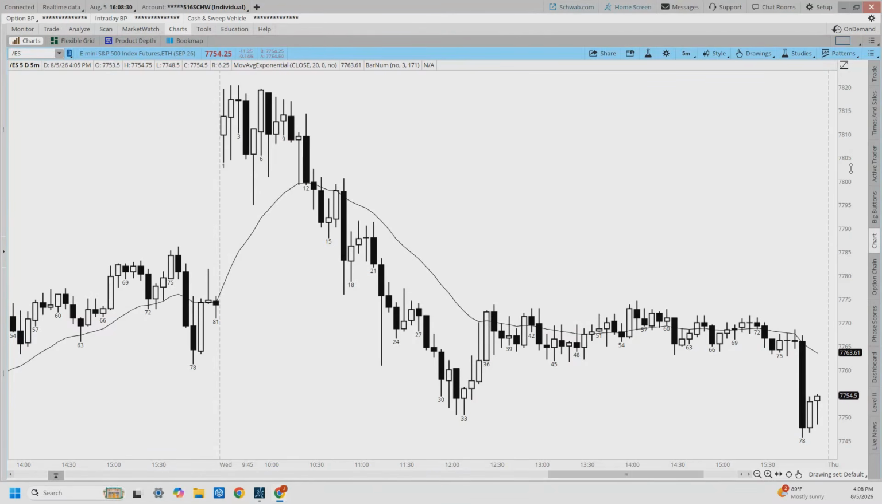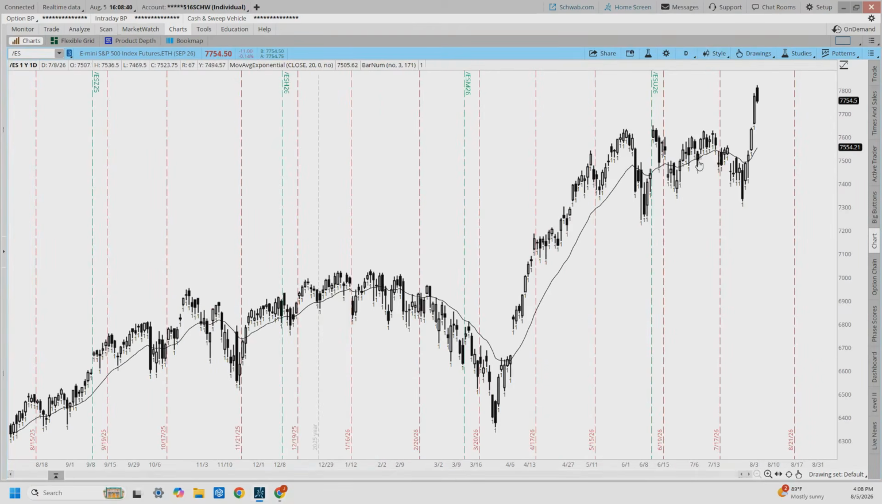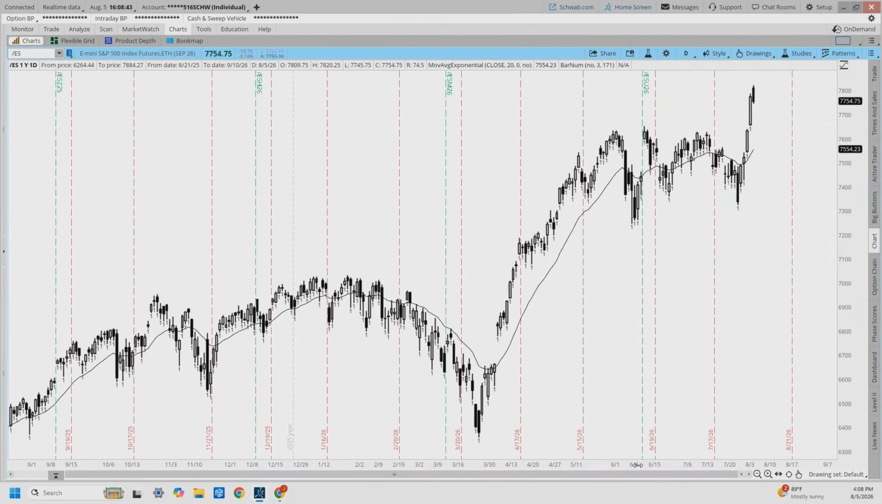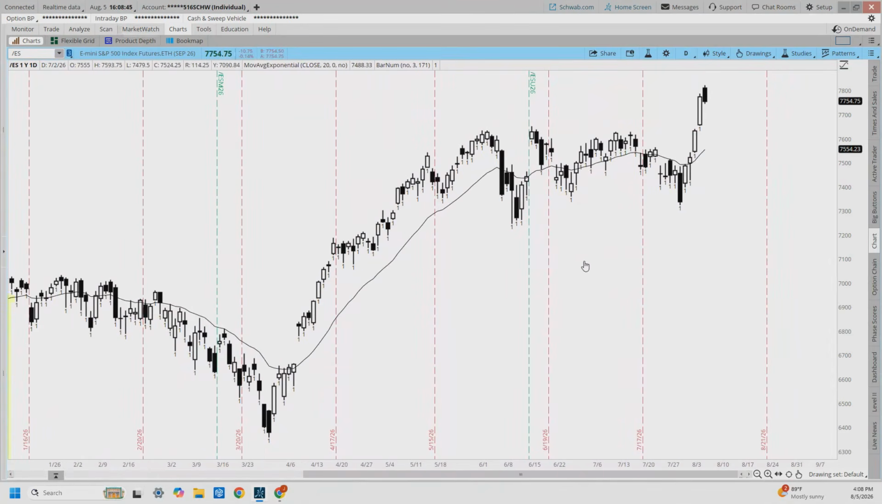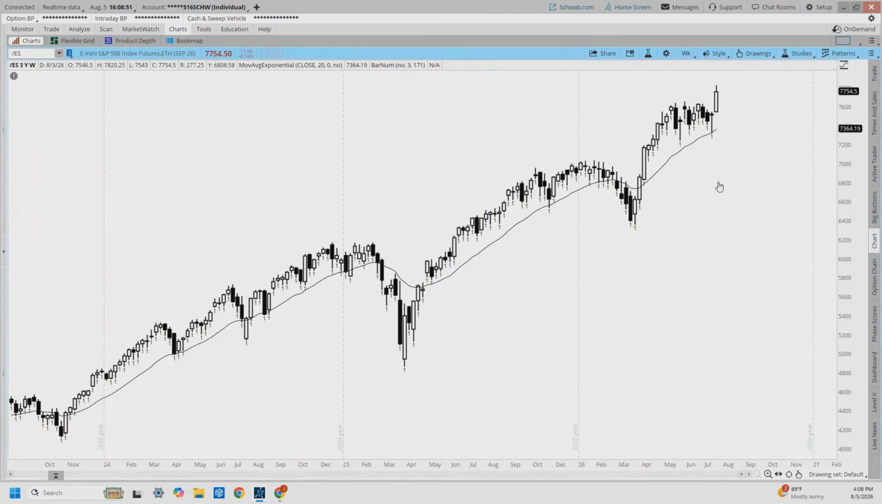In today's video, we're going to review the E-mini S&P 500 5-minute chart for Wednesday, August 5th, 2026. Daily chart, I've been talking about the trading range here for a lot of bars, but if we zoom out, actually if you look at the weekly chart, it's even more clear.